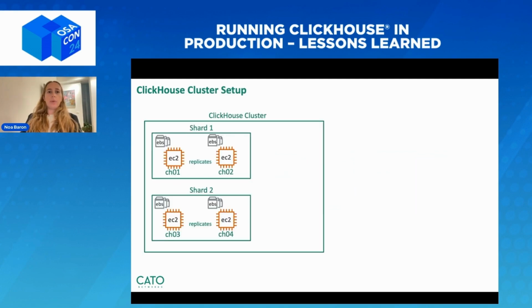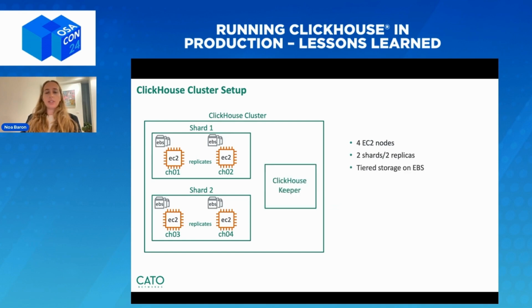Okay, so a few words about our cluster setup. Each ClickHouse cluster we have is composed of 4 EC2 nodes, 2 shards, and 2 replicas with tiered storage on EBS. We recently made the transition to ClickHouse Keeper in order to keep up with the latest recommendations from ClickHouse, and also to try to avoid some of the issues that we've had in the past with ZooKeeper. That was a pretty smooth transition for us.